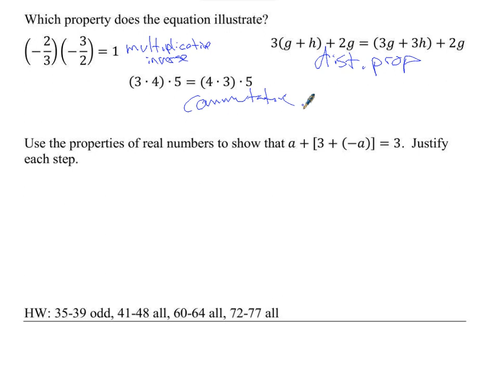The associative property would have been if I had 3 times 4 times 5, and over here I wrote 3 times 4 times 5. There I'm grouping differently. Here I'm just switching the 3 and the 4.